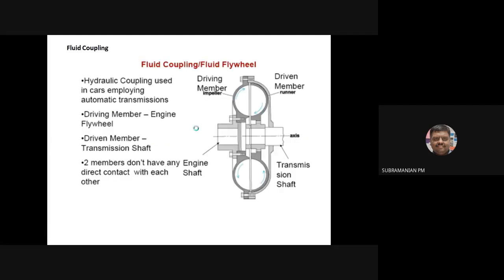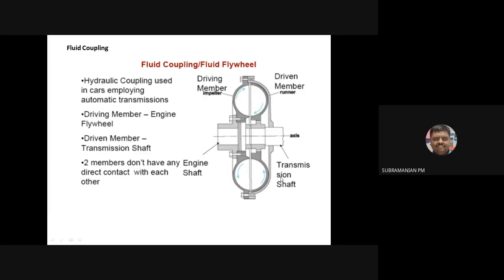You can see, as in the last class, there are two members, a driving member and a driven member. Between both we have fluid. The fluid takes the power from the driving member and gives it to the driven member, so that my driven member will be rotating. There is no mechanical contact.